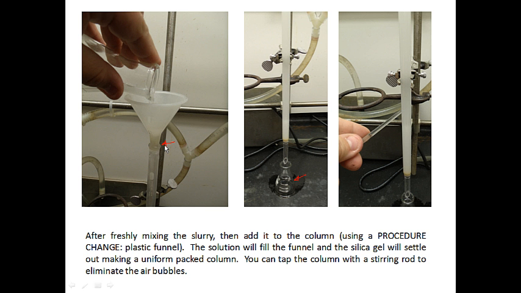Now when you freshly make the solution and you pour it into the funnel, what you'll see is that the silica gel will actually begin to pack itself down at the bottom of the column. So as the silica gel settles out, we want to make sure there's no air bubbles, and so we gently tap the column with a stirring rod or a pencil in order to get this column of silica gel to pack evenly with no air bubbles.